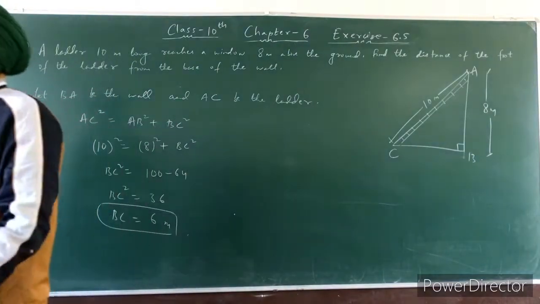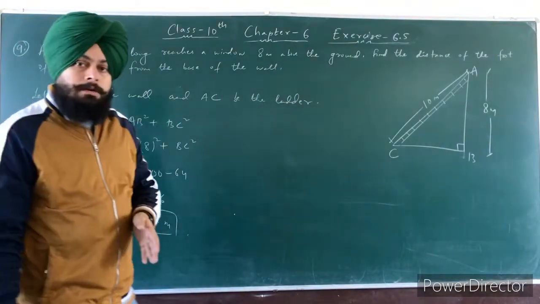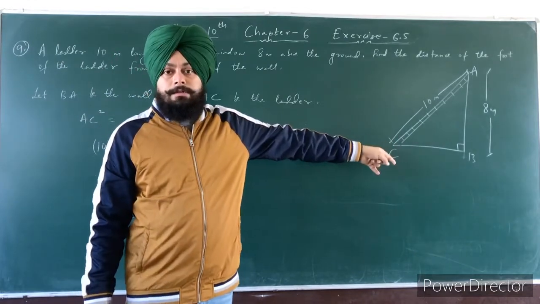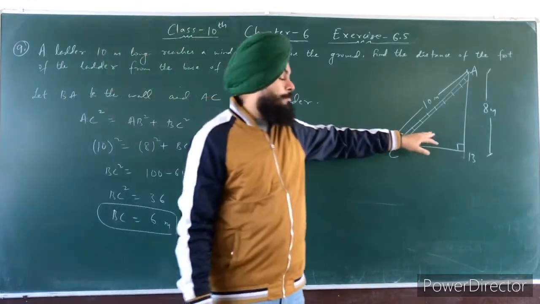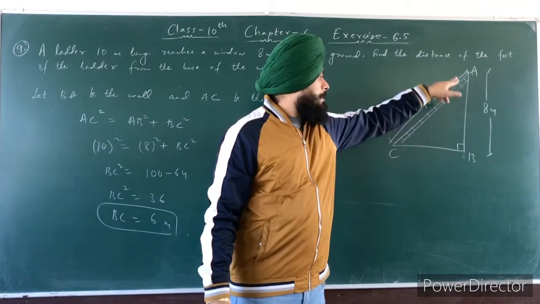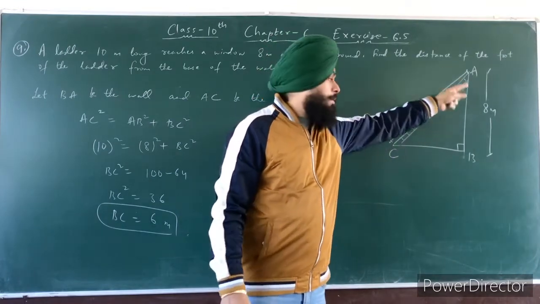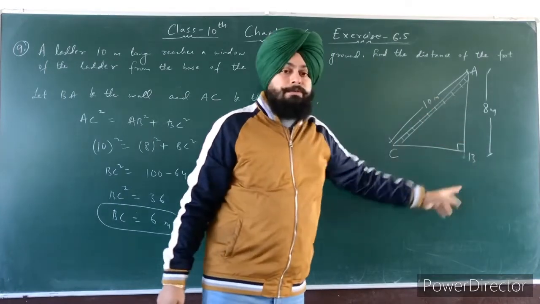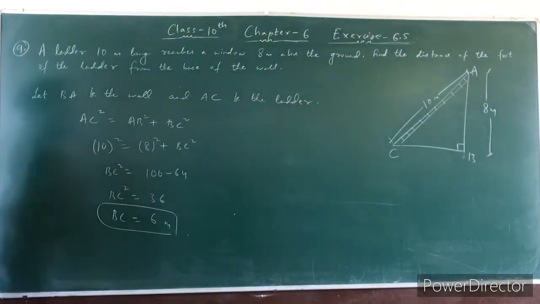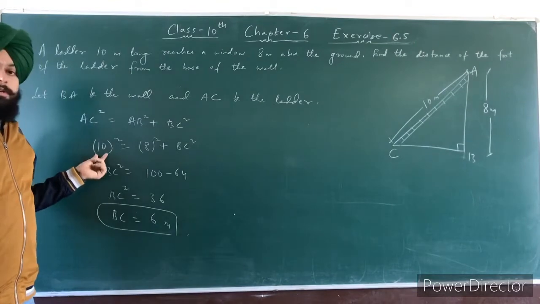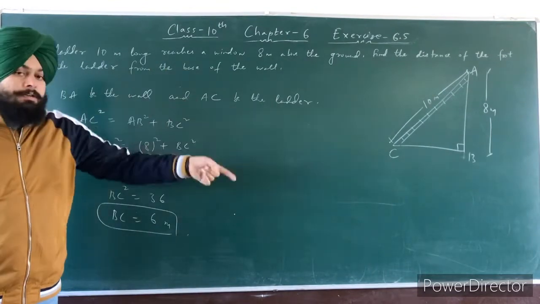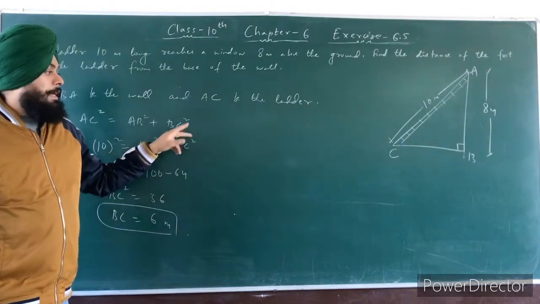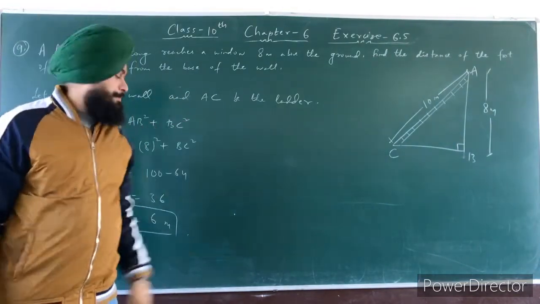So you can see here, wall is always vertical to the ground, so it is a right triangle. So in the right triangle we have to apply Pythagoras property, and the property is what? The square of hypotenuse is equal to the sum of squares of the other two sides. So AC square is equal to AB square plus BC square, and the length of AC, the hypotenuse, is 10. Length of AB, the height of wall, is 8, and we have to find the base BC.